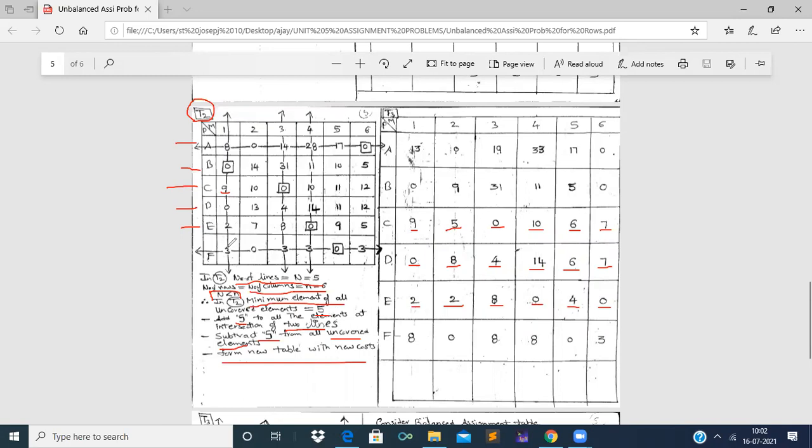Next, at 3, we should add 5. Therefore, 3 plus 5 is 8. 0 should be written as it is. 3 plus 5 is 8. 3 plus 5 is 8. 0 should be written as it is. And 3 should be written as it is.